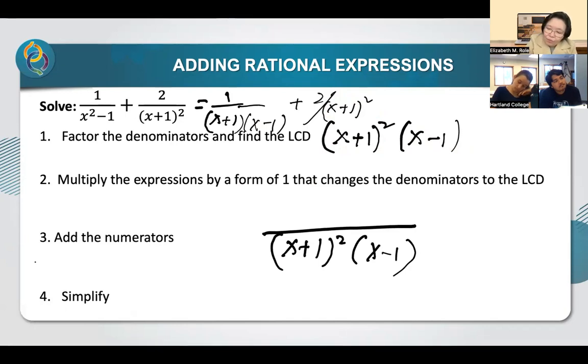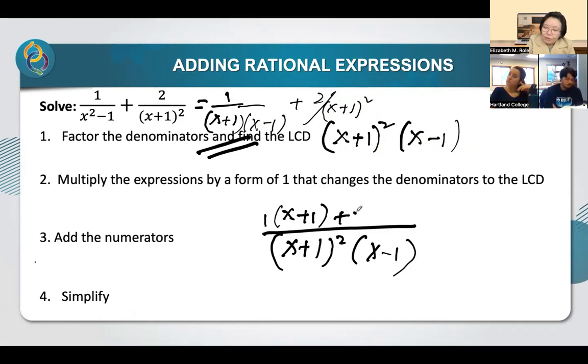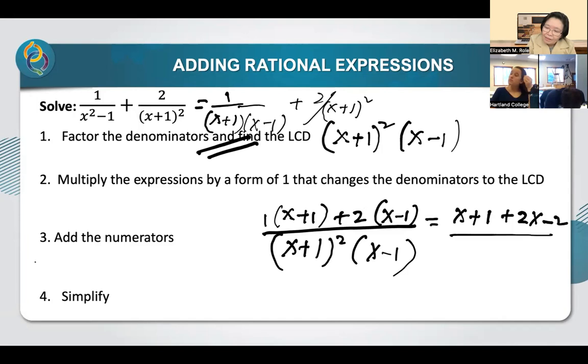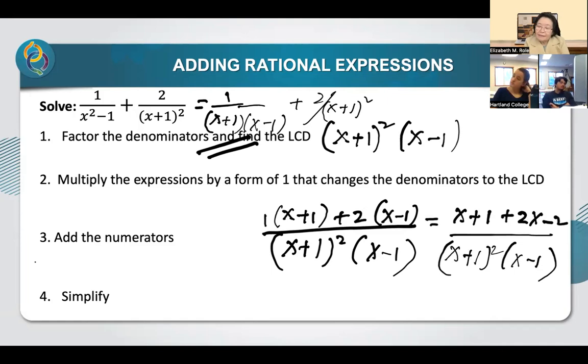So you'll now have 1 times, as far as this is concerned, that one, x plus 1, right? And then 2, so that I will now have x plus 1 squared times x minus 1. I will multiply this by x minus 1. Is that okay? Yes. So it will now be x plus 1 plus 2x minus 2 over x plus 1 squared times x minus 1. Final answer?